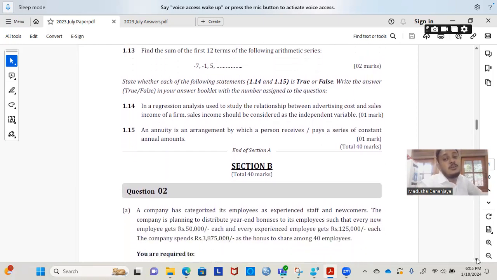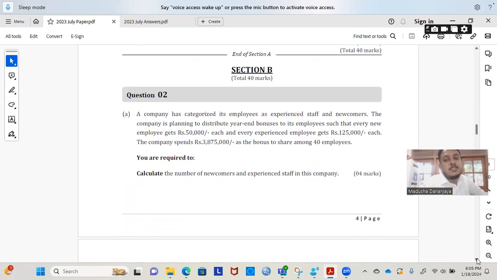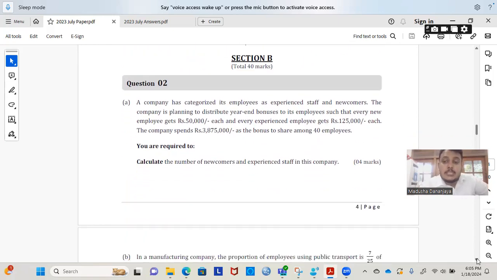Section B gives you another 40 marks, and that section comprises 4 questions: question number 2, 3, 4, and 5. Each of these questions yields 10 marks. So 10 into 4 questions, 40 marks. That's how 40 comes.